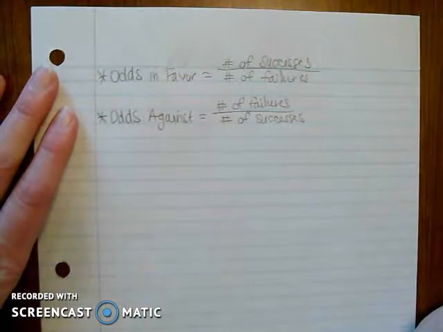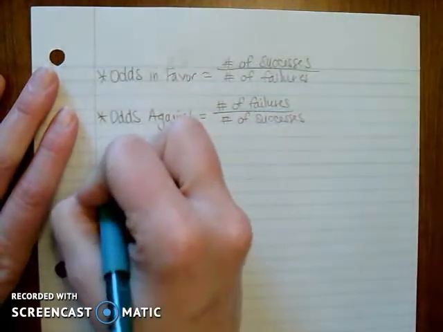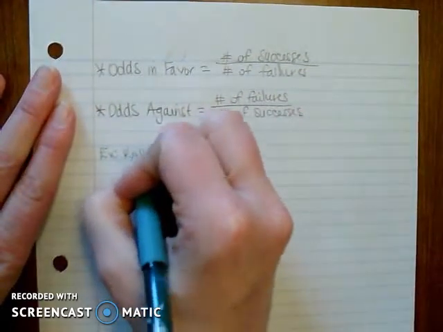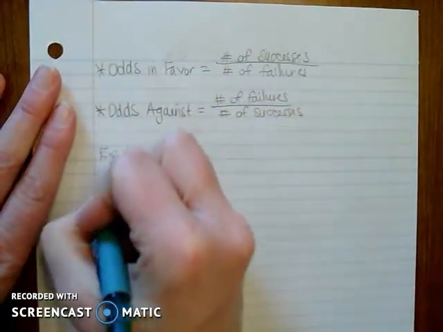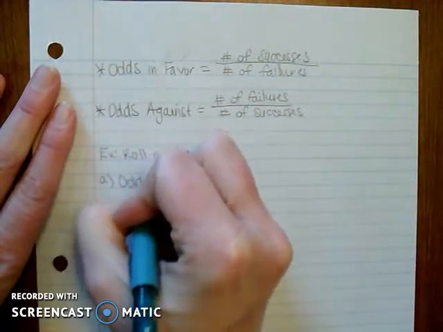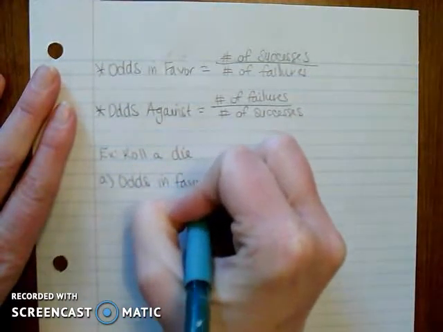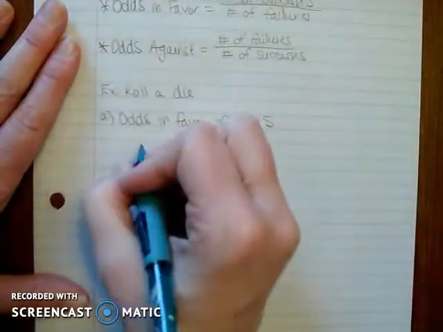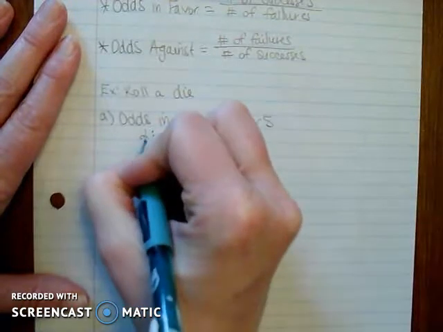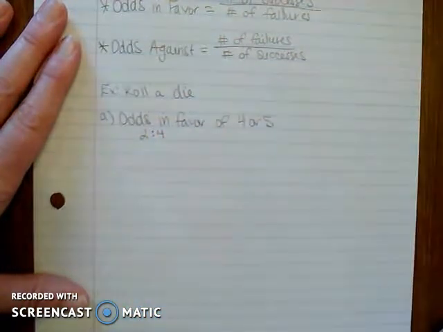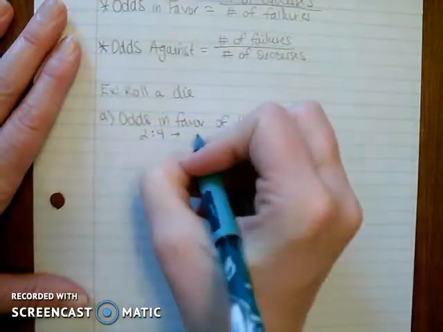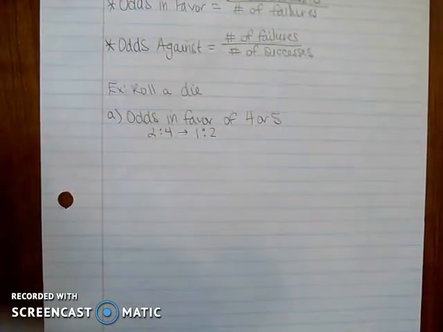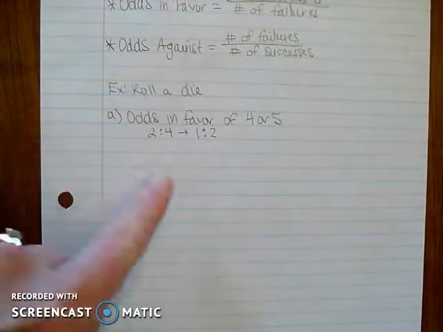So for this one, we're going to write it as a ratio. So if we take that same example that we did with the die, first thing, if we want odds in favor of a 4 or 5. Remember, there are 2, and then what you don't want is 4. So that would change to 1/2. 1 to 2 is how you say it. You say 1 to 2, not 1/2. Okay, so that actually looks way better.